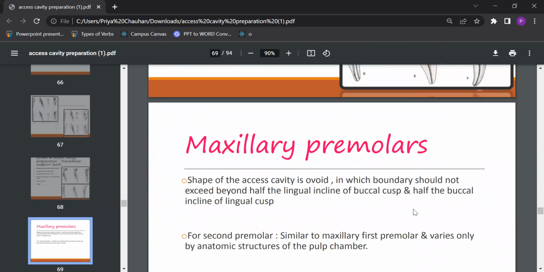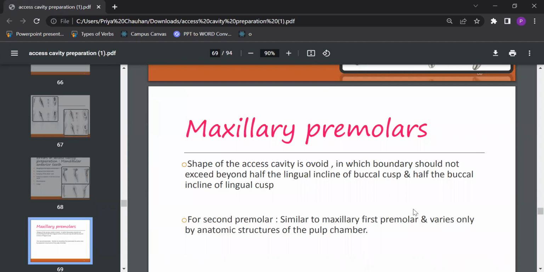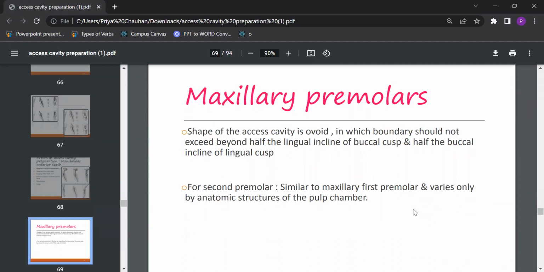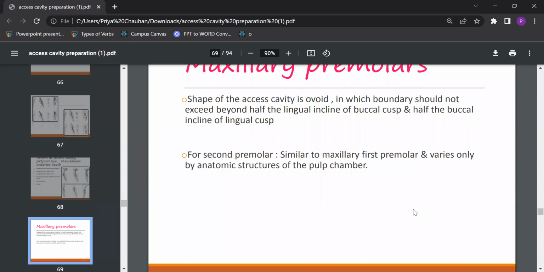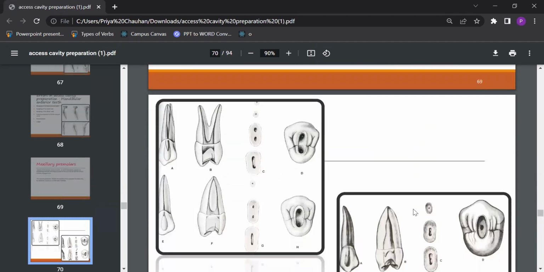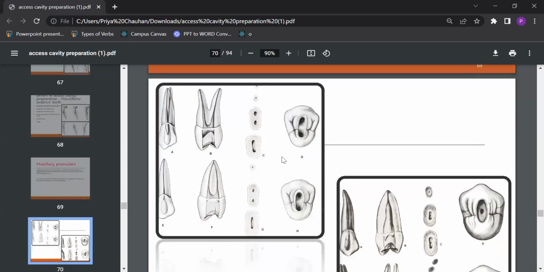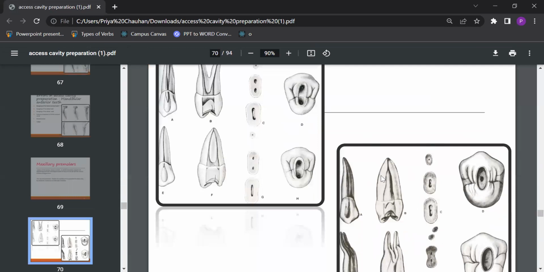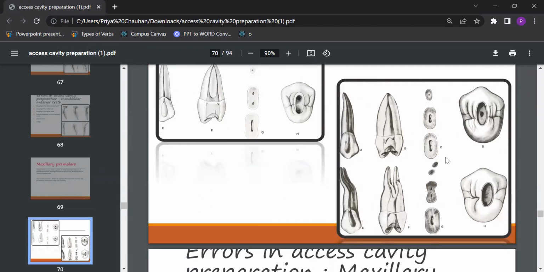Maxillary premolar: the shape of the access cavity is wide, so the boundary should not extend beyond half the lingual incline of the buccal cusp and half of the buccal incline of the lingual cusp. For the second premolar, it is similar to the maxillary first premolar, varying only in the anatomic structure of the pulp chamber. See the diagram, which is our premolar. Okay, two canals present. This one. This is the mandibular single canal.